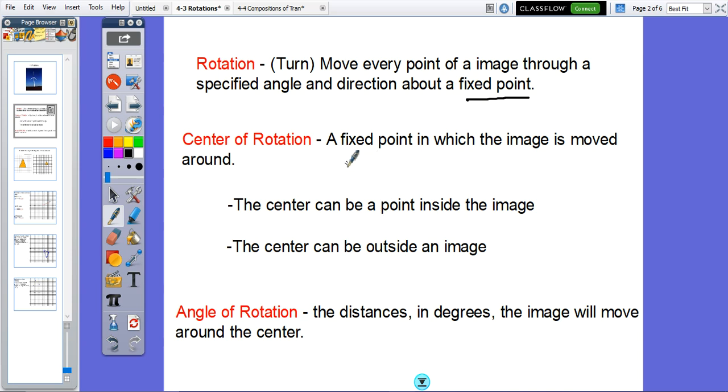Now as you go through the homework, it's going to ask you to rotate this by a certain angle, and that's the distance in degrees in which the image will turn around the center. Most of your angles of rotation will be some sort of multiple of 90, so 90, 180, 270, 360, and so on and so forth. But usually you look at the main three, 90, 180, and 360.